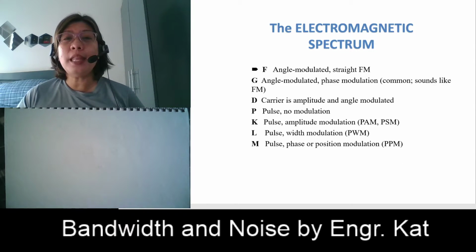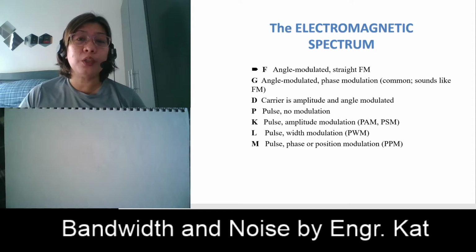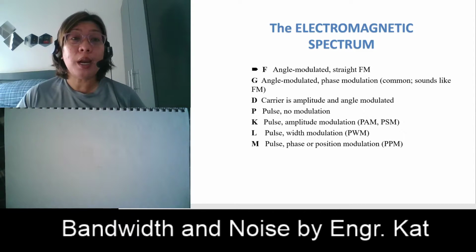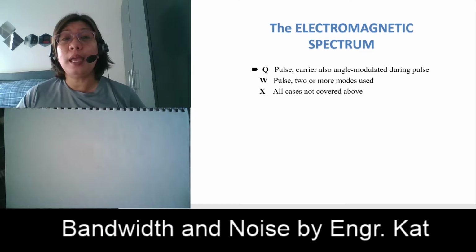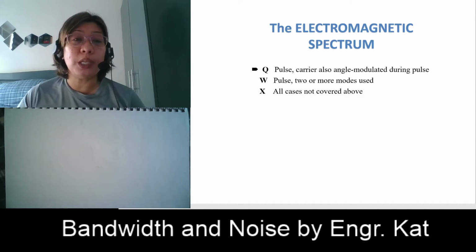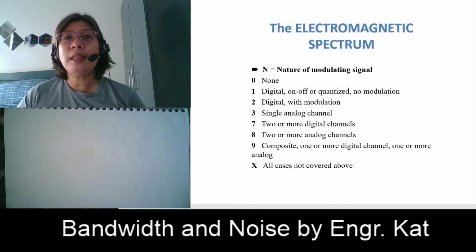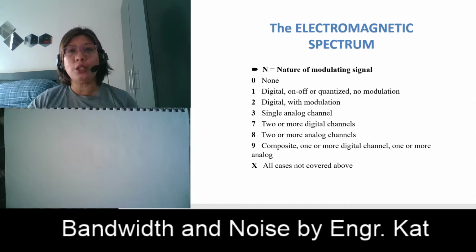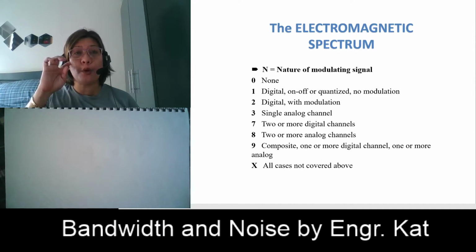Okay? And then we have here for FM. So these are the different types, and even pulse amplitude modulation, pulse width modulation. So this is for digital communications already. Okay? And then we have here some. So these are the letters that you can use in the first letter of your code. Okay? And then for the number, this is the nature of modulation.